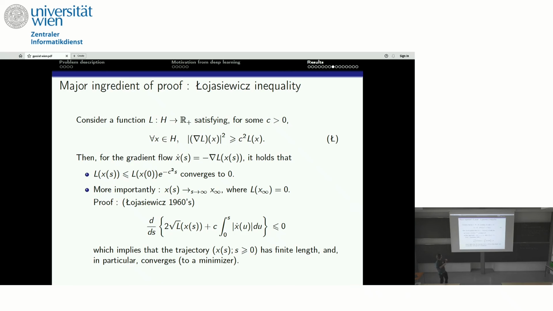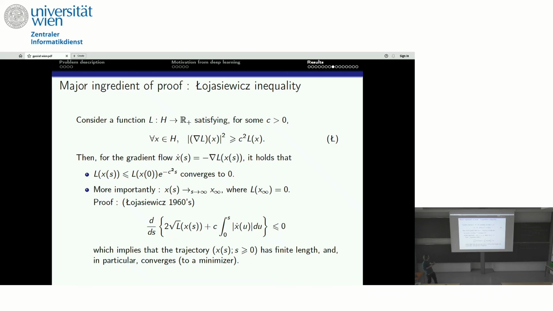You assume that you have a function L which is positive and which satisfies this kind of inequality: a lower bound on the gradient in terms of L itself. A strictly convex function would satisfy this, but this is much more general. If you have this, then you can show that along a gradient flow, L of x converges, which we all know from Gronwall, giving exponential convergence of L. But more importantly for us, because remember that for us convergence was basically the same as staying bounded, you get some kind of a priori bound that tells you not only does L of x converge, but x converges to a minimizer.